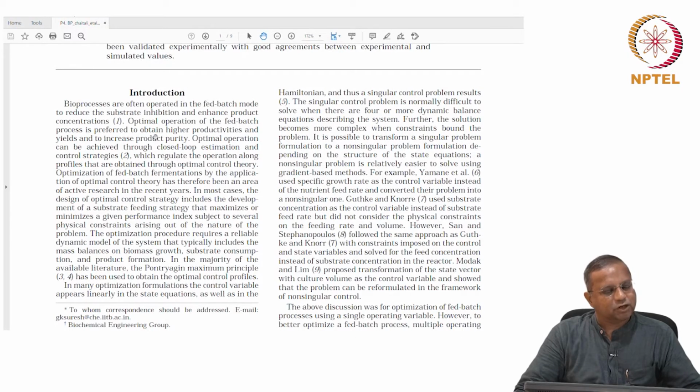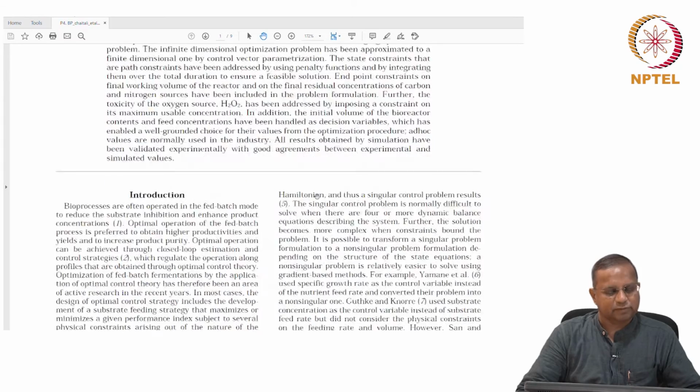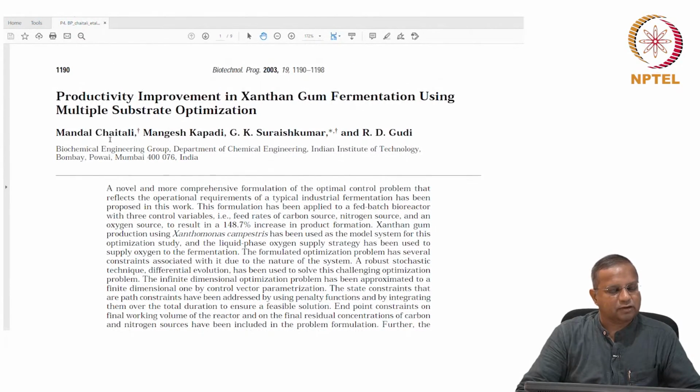Some parts of the introduction. Bioprocesses are often operated in fed batch mode. Before that, this was published in 2003 in Biotechnology Progress again. The authors are Chaitali Mandal, who was my second PhD student, Mangesh Kapadi, one of our other PhD students, myself, and Professor Goody, who is my colleague in IIT Bombay.